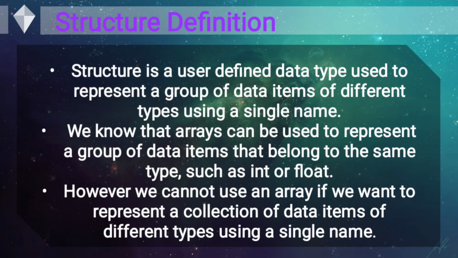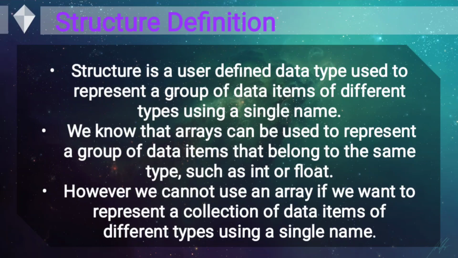Next, let's take the third para. However, we cannot use an array if we want to represent a collection of data items of different data types using a single name. See, I told you, right? I told you structure stores different data types values in the same way. See, they're telling that structure is a type of class which has its own name.